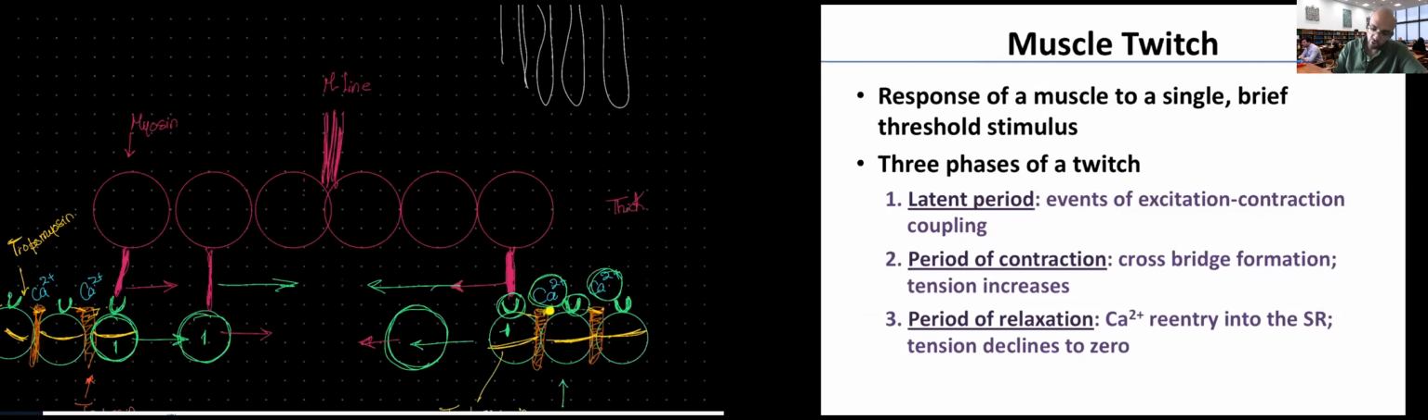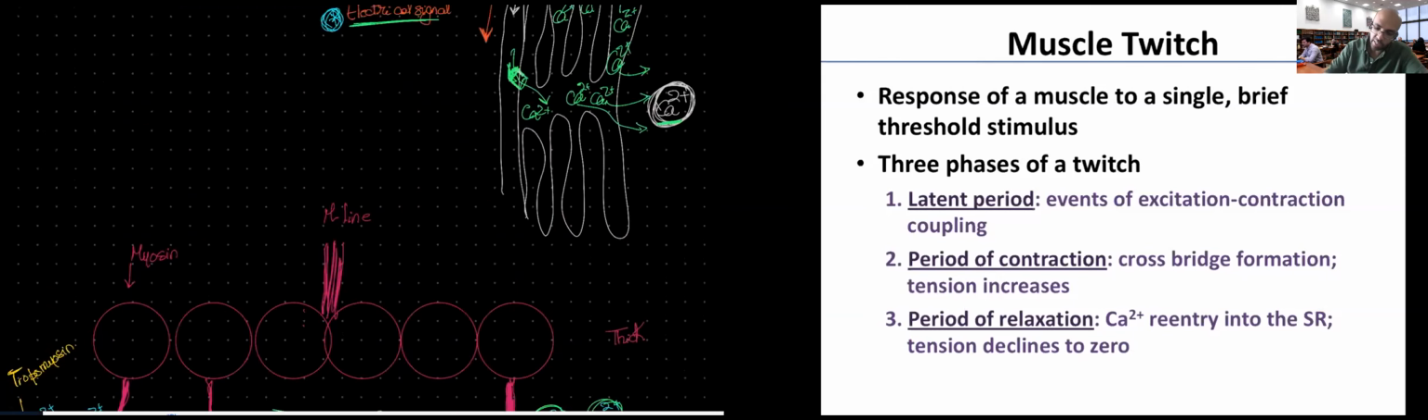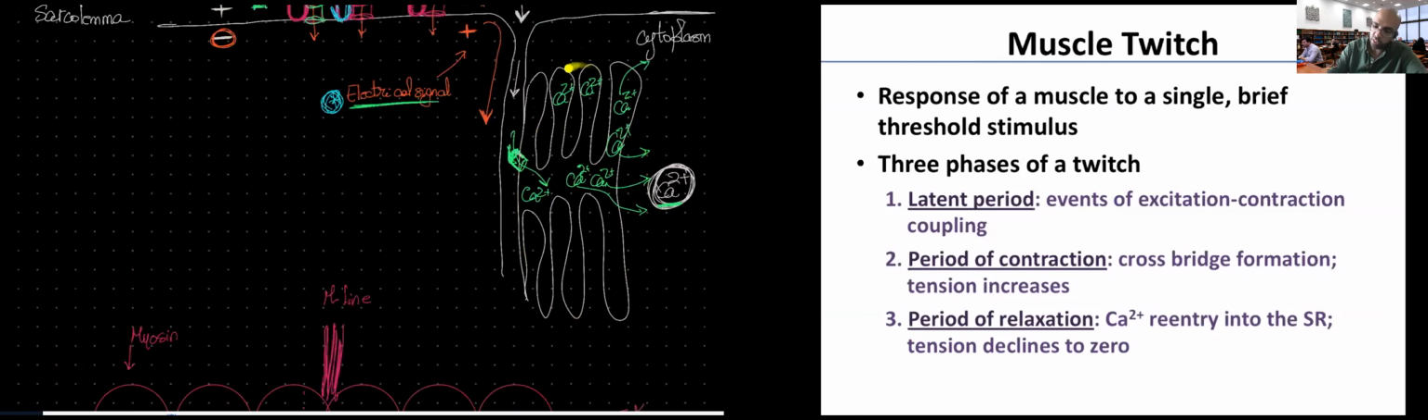So this calcium will not remain outside like this, binding to the troponin. I need to reuptake this calcium back to the sarcoplasmic reticulum. Lowering the calcium levels in the cytoplasm is going to allow you to relax your muscle, and the tension will gradually decline all the way to 0.